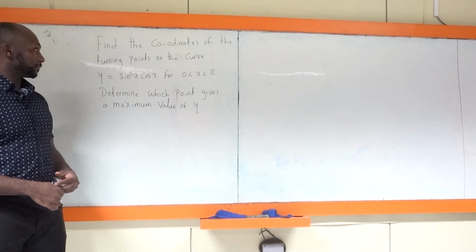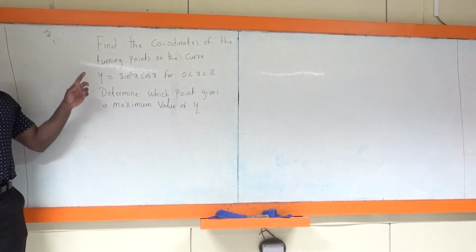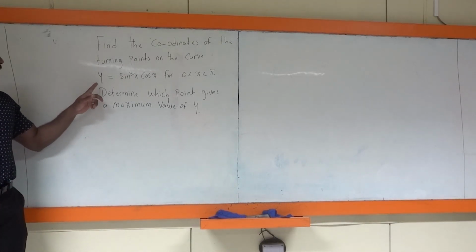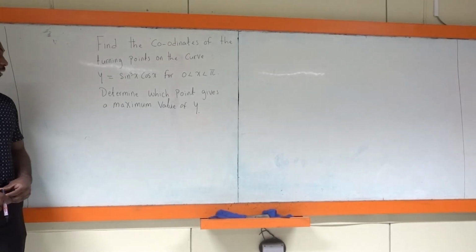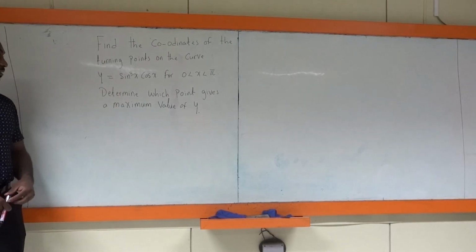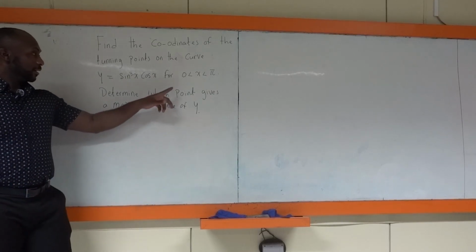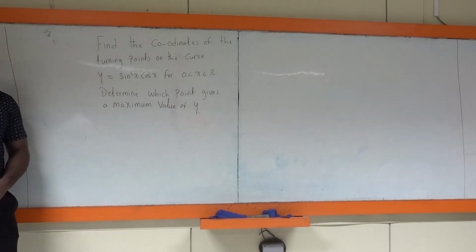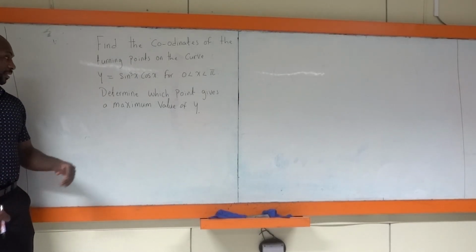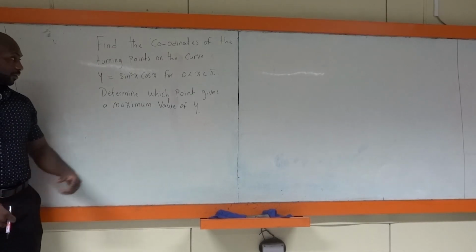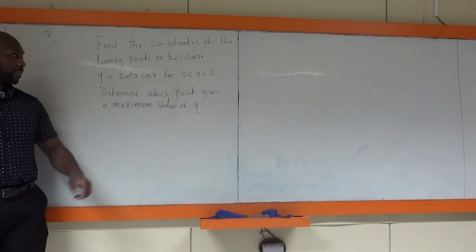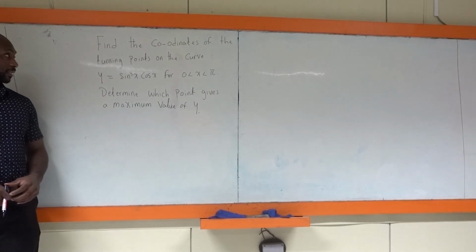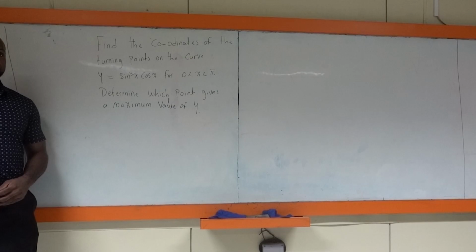Okay, so for this question, we want to find the coordinate of the turning point on the curve y equals sine cubed of x multiplied by cos x for 0 is less than x and x is less than pi. And we also have to determine which point gives a maximum value of y. So let us start by finding the turning point on this curve.